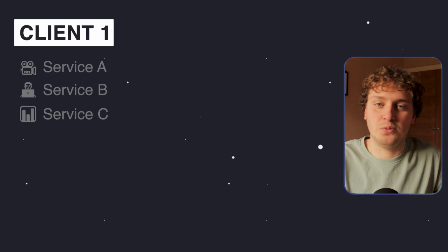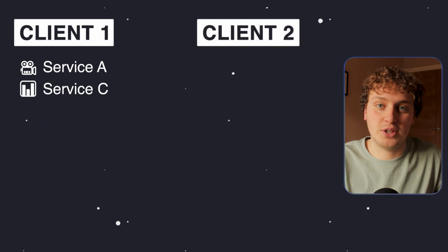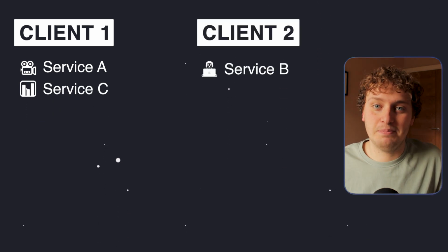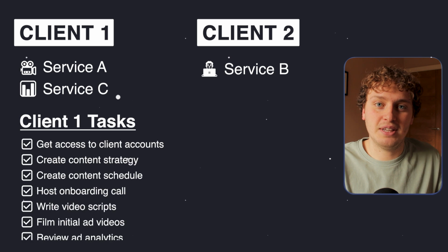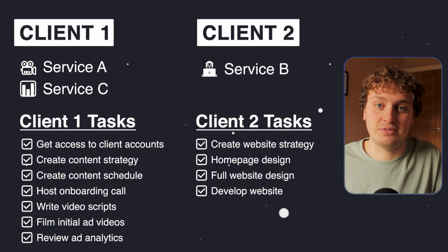For example, let's say you offer services A, B, and C. And let's say client 1 chooses services A and C, while client 2 chooses service B. Based on that, we'll be able to create a set of default tasks for client 1 that would be completely different from the default tasks that are sent to the project for client 2. And what's more, these automated tasks can have all of the due dates, the assignees, and the SOPs related to them automatically.